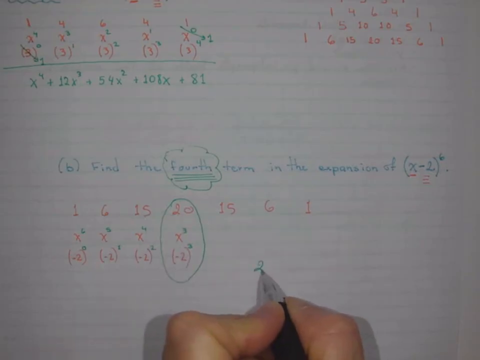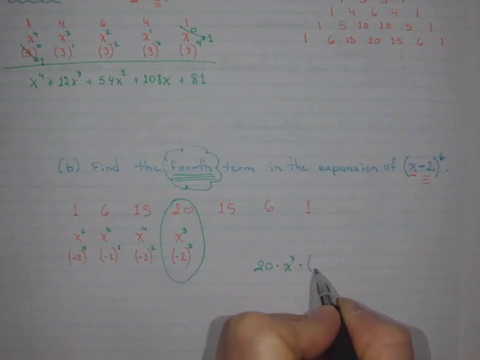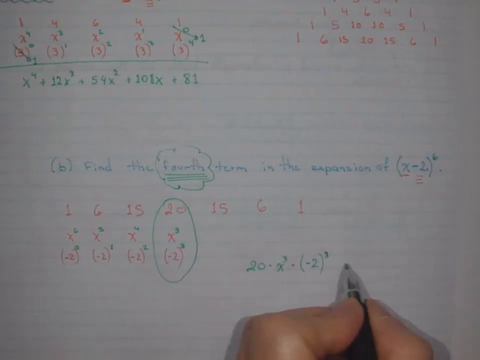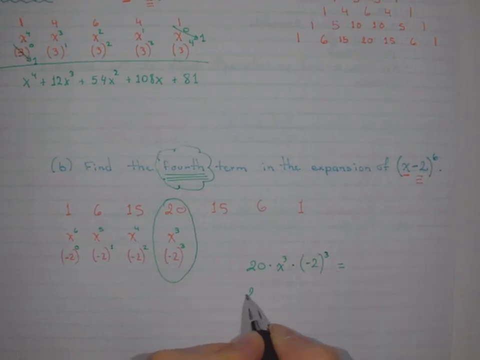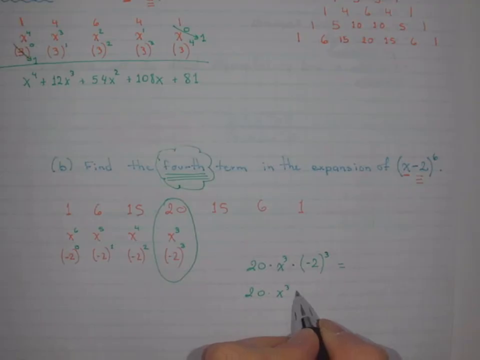Okay, so I have 20 times x cubed times negative 2 cubed. That will be my fourth term. So what would that be equal to? 20 times x cubed. Negative 2 cubed is going to be a negative 8. And now finish it up, right?